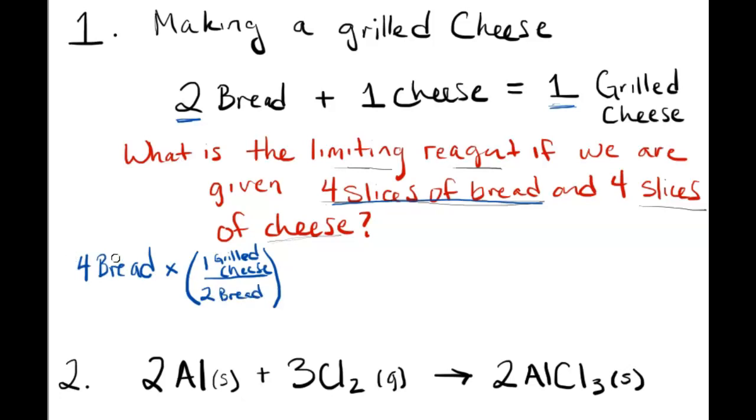Okay? And so we notice here, right, this is just like the problem that we were doing last lesson. So we cancel out our units of bread, right? And we get our answer here. 4 divided by 2, remember, because we're multiplying across, but this number down here is bigger, so we're going to divide. 4 divided by 2, that's going to give us 2 grilled cheese.